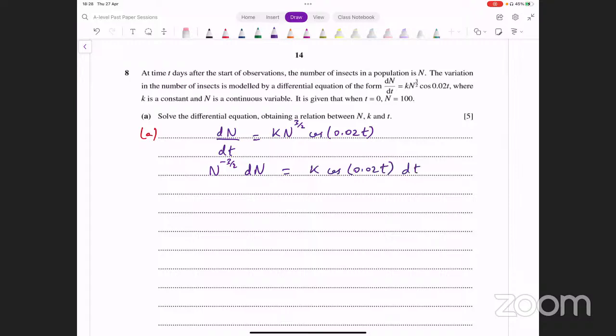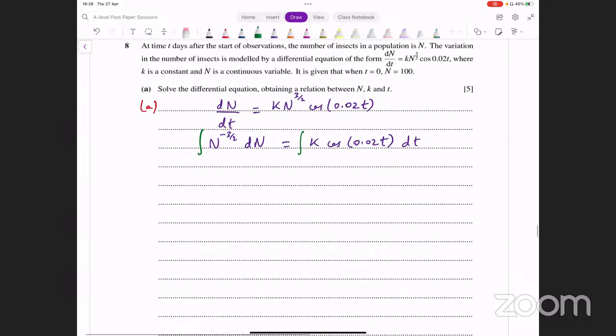So you've separated the variables. Once the variables are separated, you integrate both sides. Now, what's the integral of n raised to power minus 3 over 2? You add 1 to the power. It becomes n raised to power minus 1 over 2. Minus 3 over 2 plus 1, that's minus 1 over 2. You divide by this increased power. Minus 1 over 2 so आपने divide कर दिया.